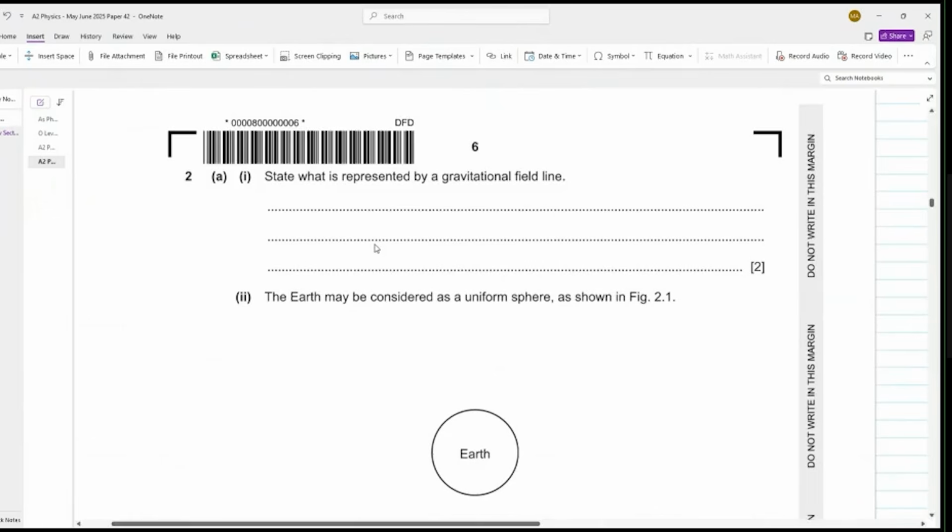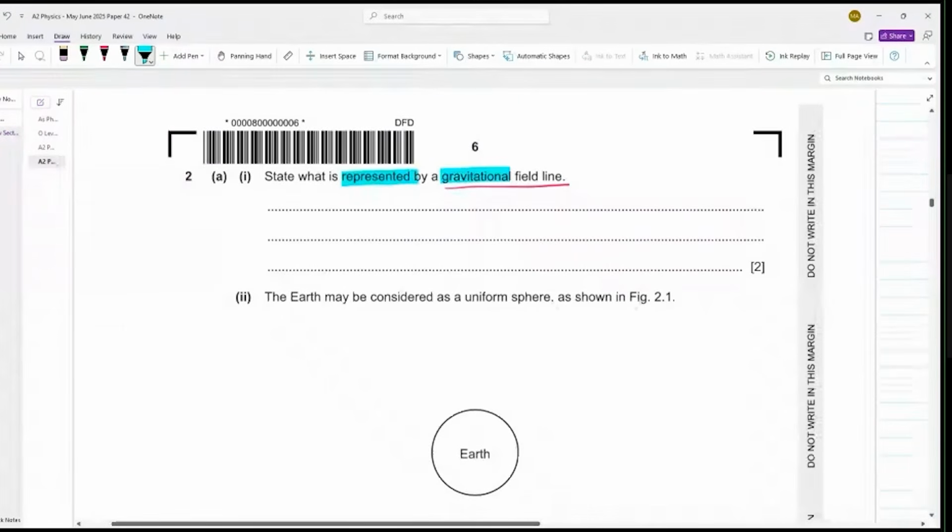Let's move ahead. State what is represented by a gravitational field line. You have to tell what is represented by a gravitational field line. Always remember the gravitational field line tells you the direction of force on a point mass. The gravitational field line always tells you the direction of force acting on a unit mass, or you can say point mass, whatever you want.